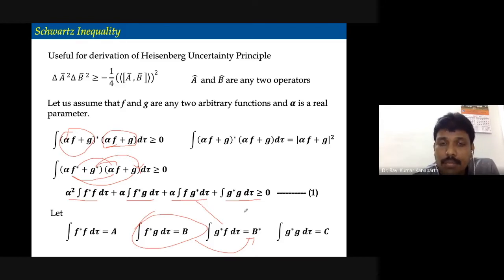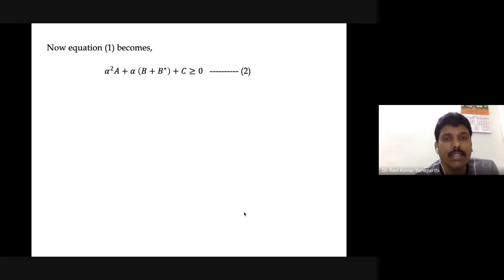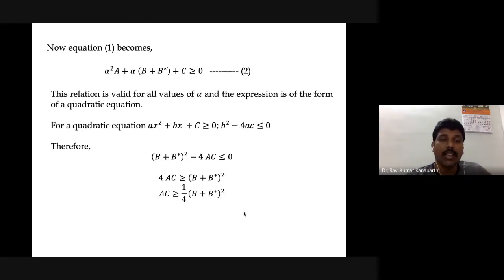Once you assume those things, instead of writing the very lengthy expression, it becomes a much simpler expression: alpha square A plus alpha into B plus B star plus C, which is greater than or equal to 0. You can label this expression with some number for reusability in the future derivation. As you can realize, this is a quadratic relation.